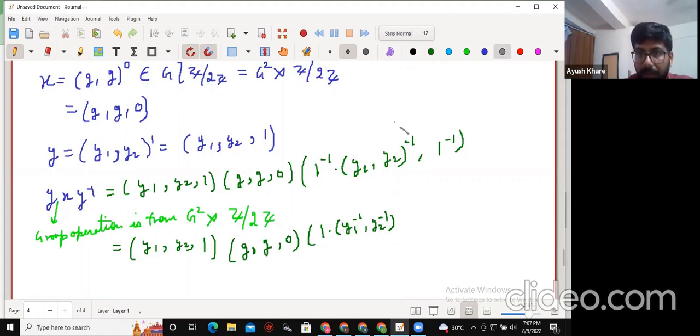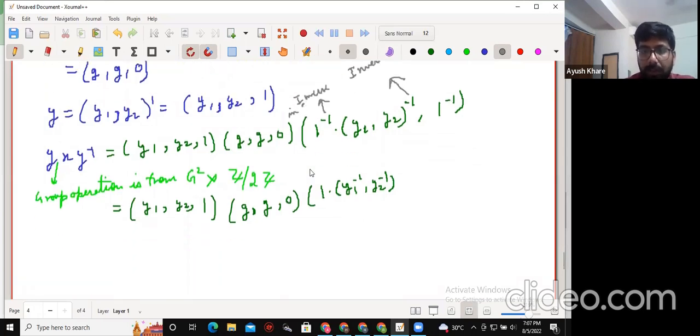Okay, this inverse is inverse in G square, and this inverse is inverse in Z2. I will write it more clearly in the notes, don't worry. Okay.